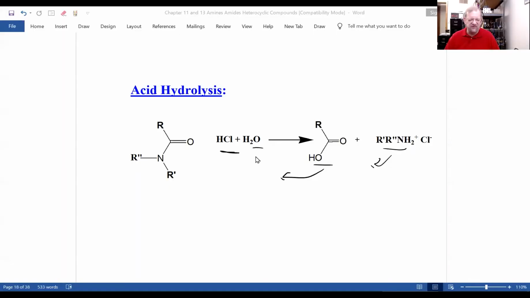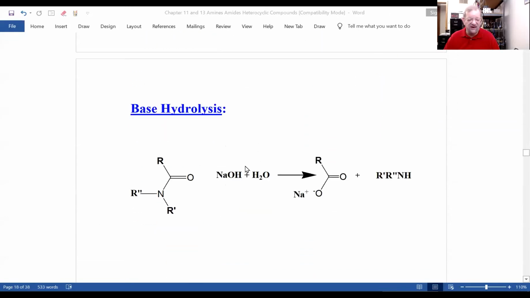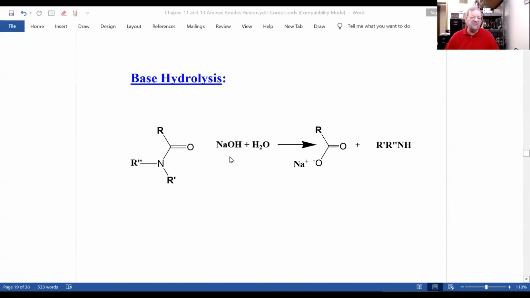Now, this is acid hydrolysis of an amide. You can also have base hydrolysis of an amide. And the base I'll use for this class, I'll just stick to for this reaction, sodium hydroxide. If you take an amide, react with sodium hydroxide and water, you get not the carboxylic acid, but the carboxylate anion of the carboxylic acid you would have used to make that amide, plus the amine you would have used to make that amide. Let me explain why you get this.